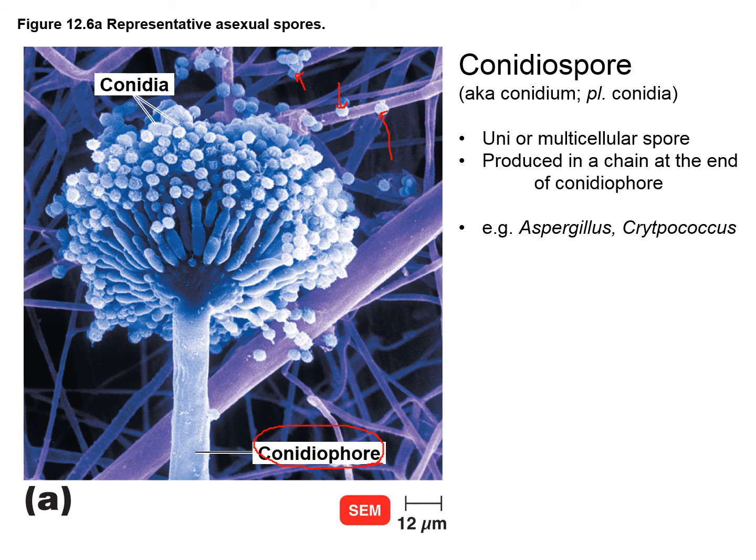For your conidia, they're actually formed as chains. If you look at this particular structure, you can kind of see that the conidia are forming a chain-like structure. Okay, and these chains are at the end of a conidiophore. Examples of fungi that reproduce this way include Aspergillus and Cryptococcus.